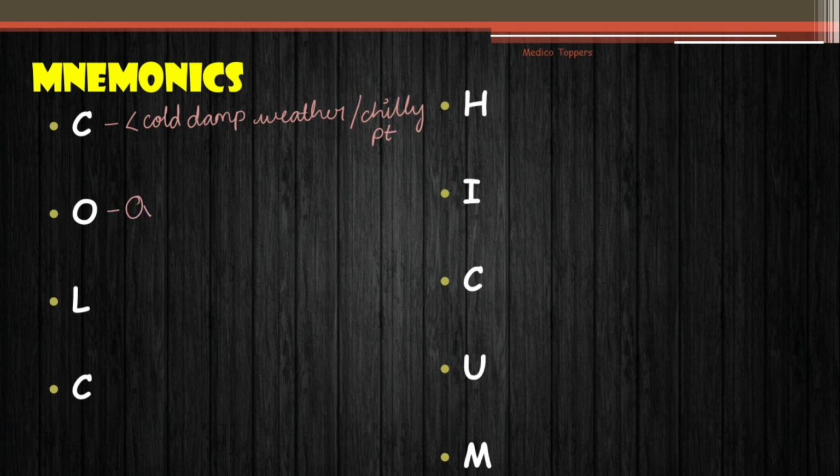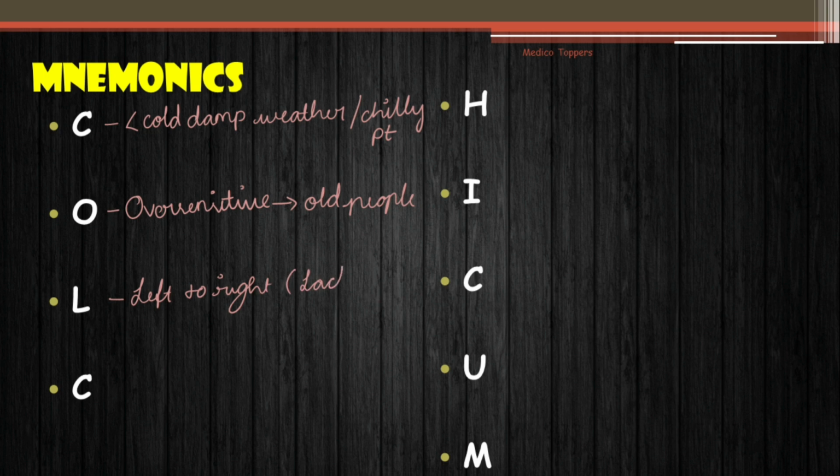Then O is simply oversensitive. Yes, we know that our uncle is very sensitive and irritable to even the slightest external impression like noise, odor and everything. So you can remember it as oversensitive old people. Then L indicates the movement of pain from left to right. This is exactly mentioned in Allen's Keynote. And here this symptom is compared with another remedy called Lachesis.